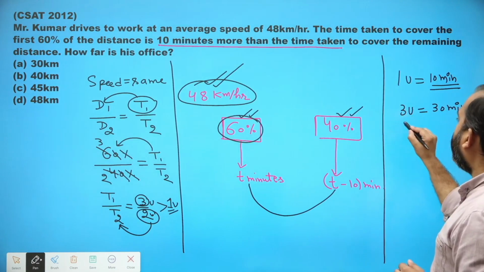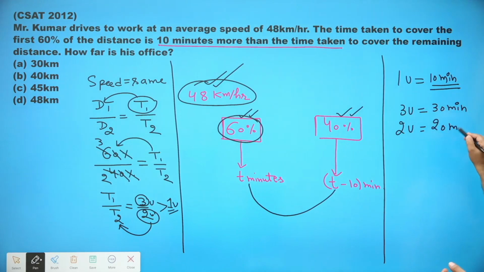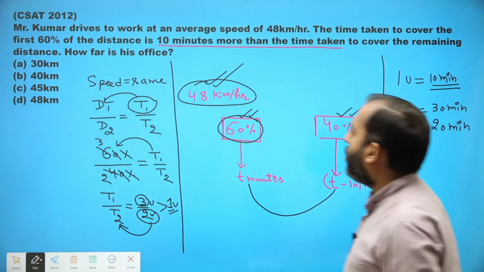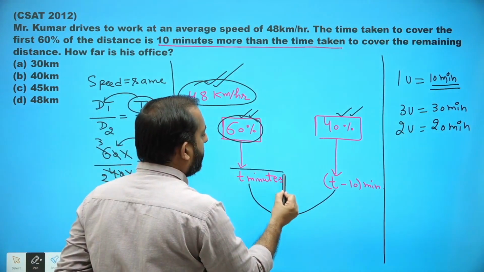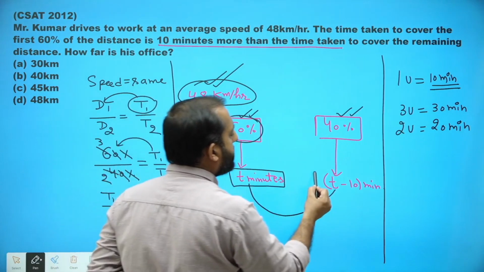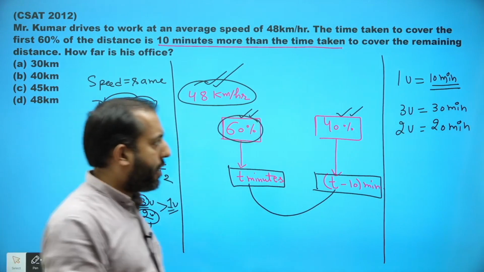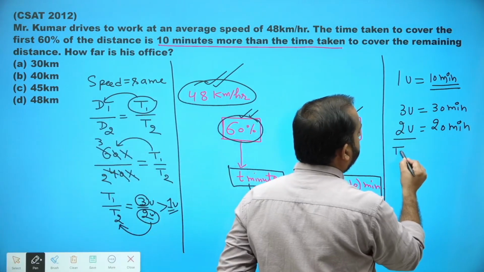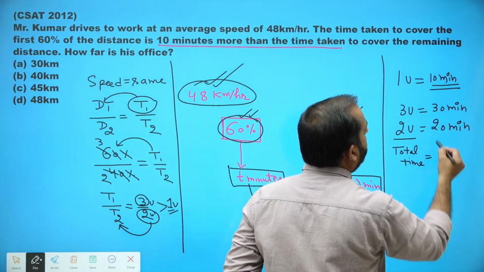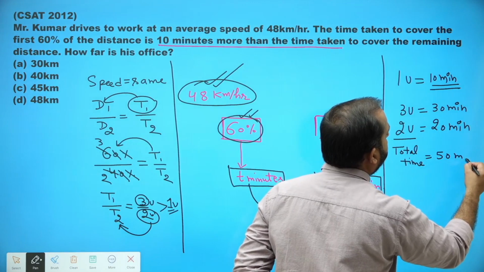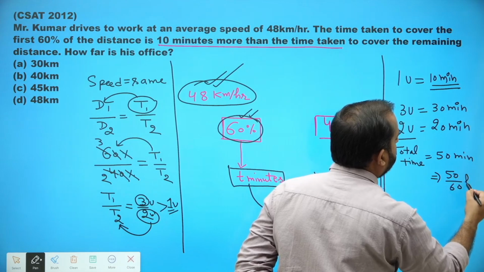And 2 units will correspond to what? 20 minutes. Okay, so time taken to cover 60% plus time taken to cover 40% will give me the total time. So total time should be 30 plus 20, that is 50 minutes, and 50 by 60 hours.